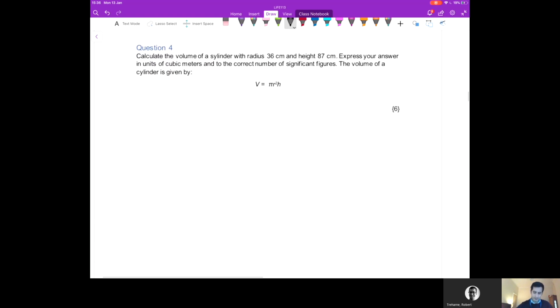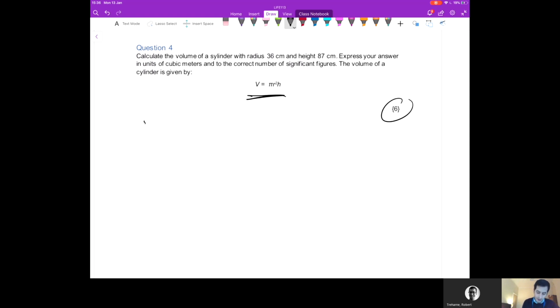Question 4. Calculate the volume of a cylinder with a radius 36 centimeters and a height of 87 centimeters. Express your answer in units of cubic meters and to the correct number of significant figures. The volume of a cylinder is given by this. So I've given you that. And we're going to calculate the volume with 6 marks.